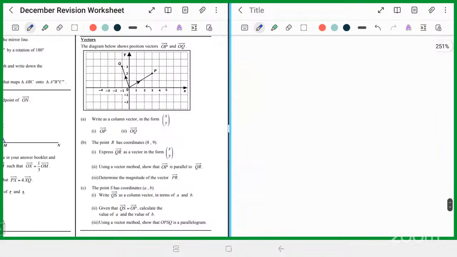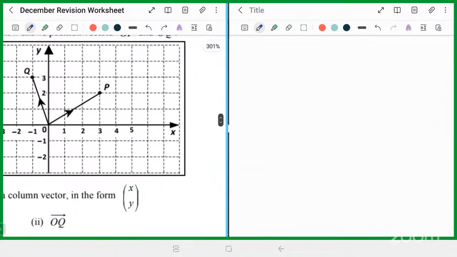Come on, wake up. This question says the diagram below shows position vectors OP and OQ. Those two vectors, right? So this one is OP, this one is OQ, and you can clearly see what the coordinates are. The question says, write down in column vector form OP and OQ. Easy, because you know the points.